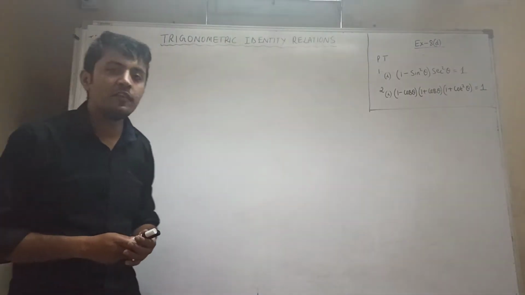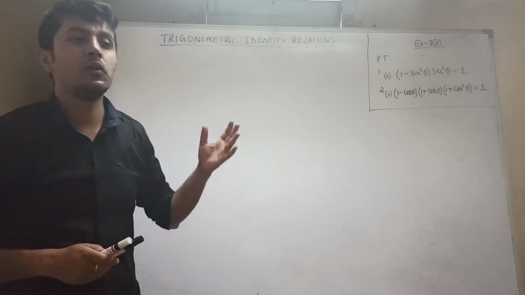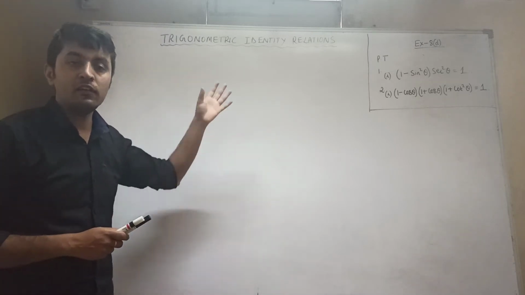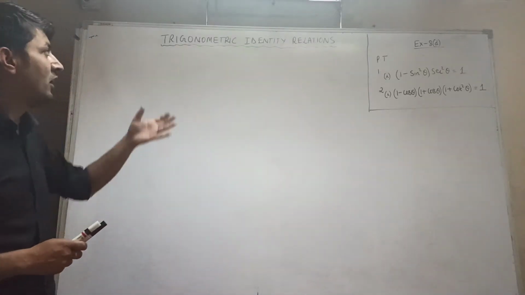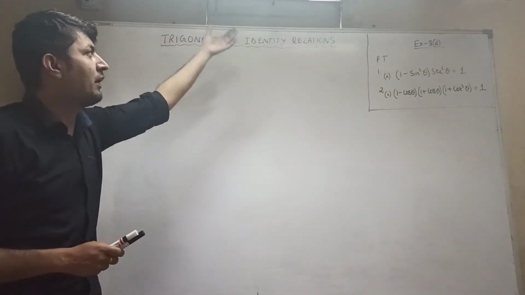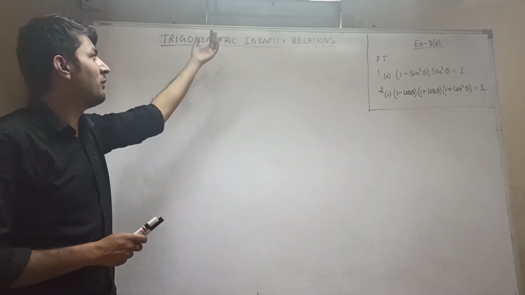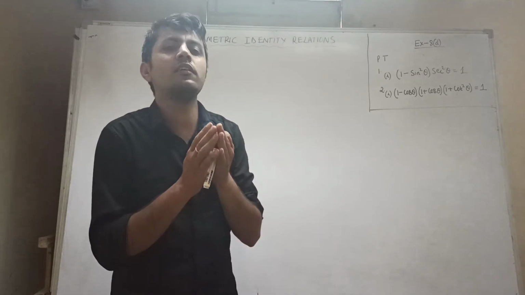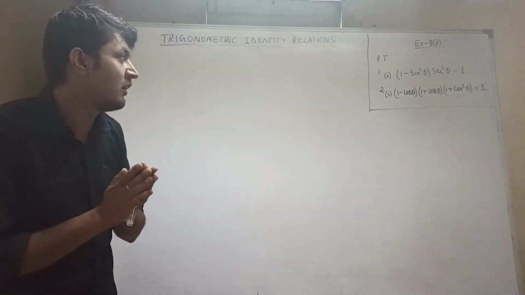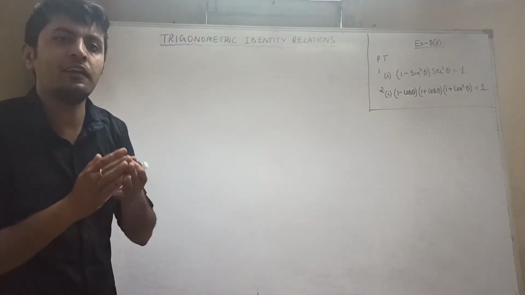Hello everyone, in my last video I discussed the problem related to complementary angles for trigonometric ratios, and today in this video we'll be learning about trigonometric identity relations. We'll be learning about identity relations. Now, how have those identity relations been derived? So I will be deriving those identity relations.